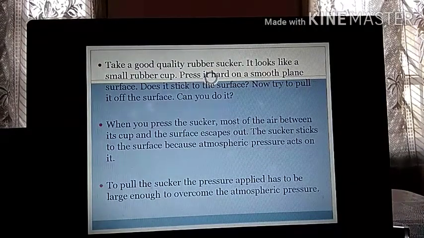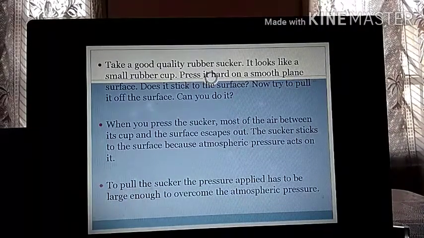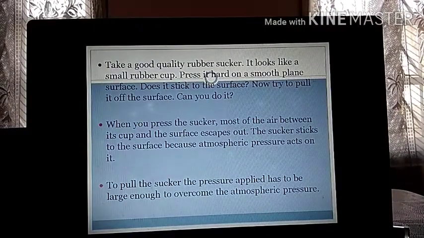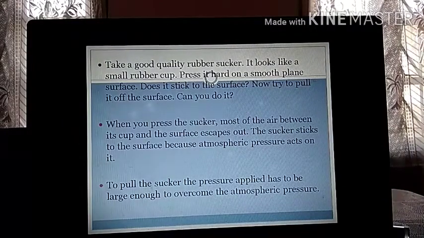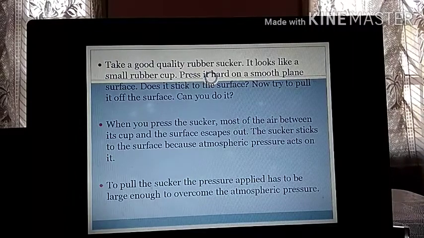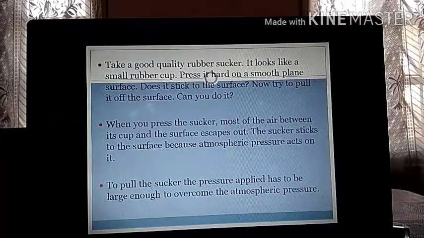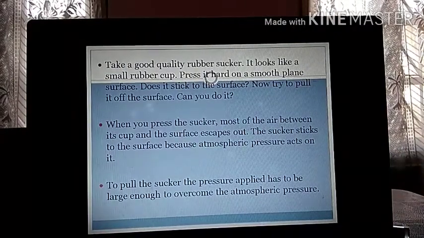Okay, from outside. So to pull the sucker, the pressure applied has to be large enough to overcome the atmospheric pressure. That means if you are trying to pull the sucker, it is very hard because the pressure of the atmosphere is huge. Very, very hard. If you have to pull it off the surface, your force has to be greater than the force of the atmospheric pressure. If your force is greater, then you are successful. Otherwise, you will not be successful.